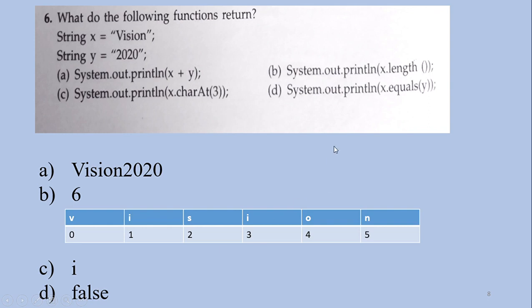Clear? And System.out.println means what will be returning? Both are different strings. So it will return as false. Clear? Okay. We go with the seventh question.